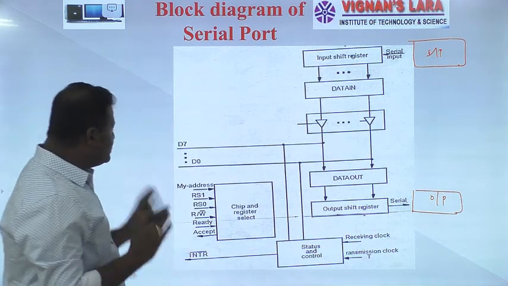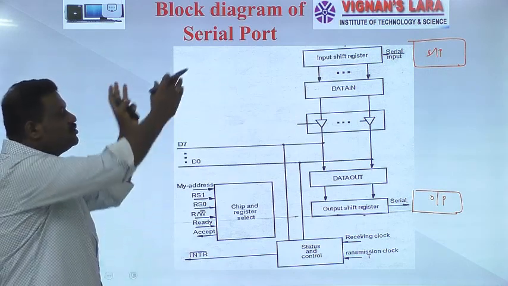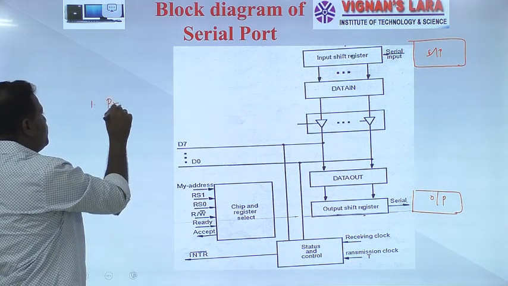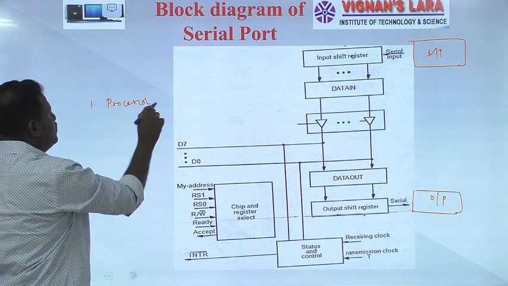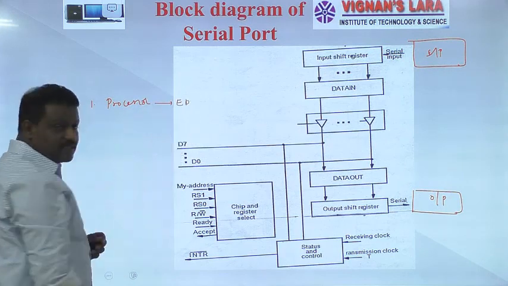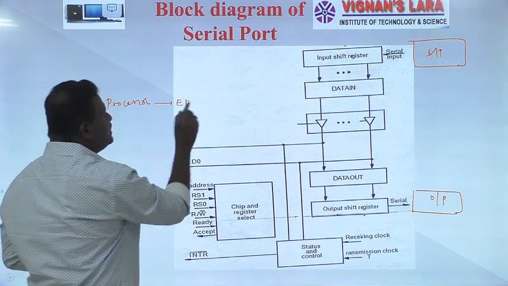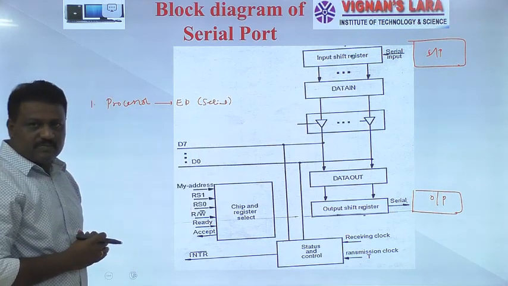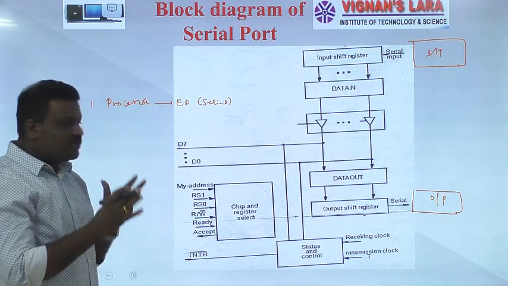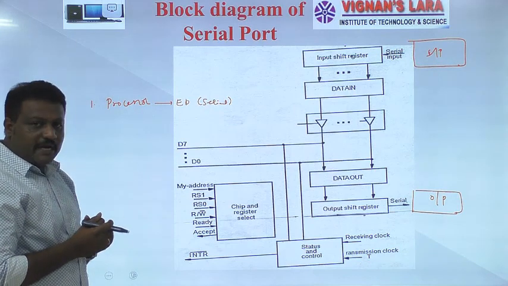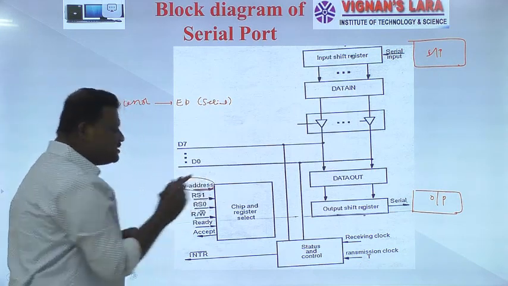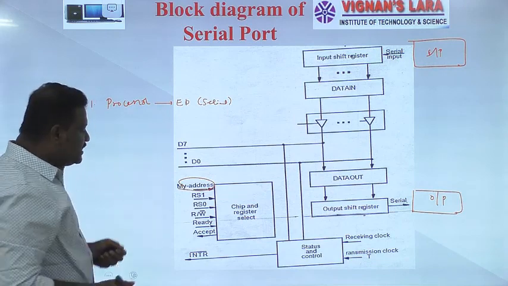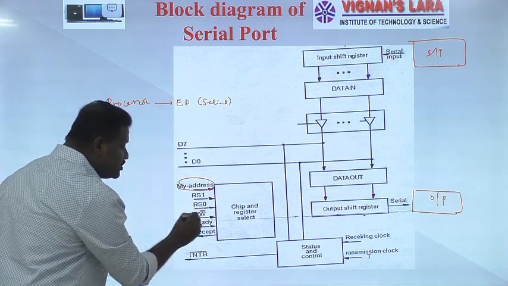See here friends, for example, my processor wants to transfer data to an external device. That is case 1: processor to external device data transfer. Here the external device only knows serial communication. Then what can your processor first do? It gives the address of the corresponding device using the address lines, and later it will issue a control signal, write, which is set to 0.